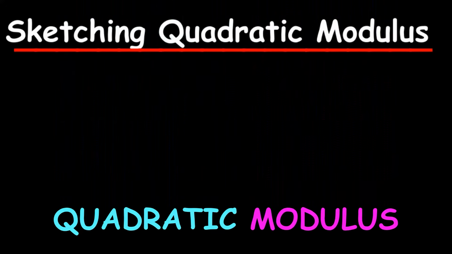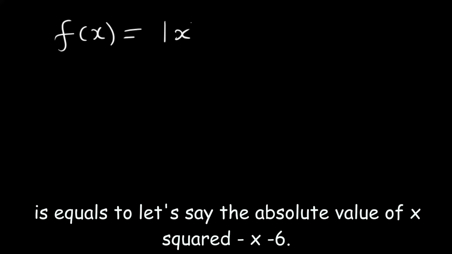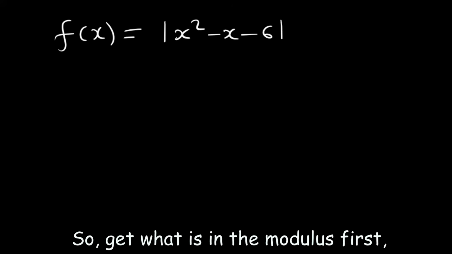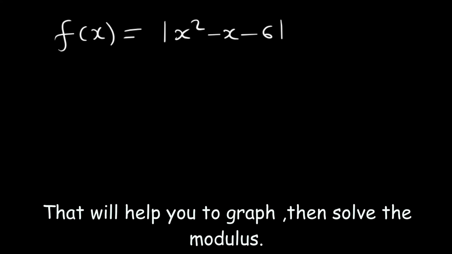Then sometimes you can also be told to sketch a quadratic modulus. We've talked about how you find quadratic functions. That is no brainer. But now, how do we solve a quadratic modulus? An example of a quadratic modulus is, let's say we have f of x is equal to the absolute value of x squared minus x minus 6. So how do you solve such a one? Get what is in the modulus first, solve it using completing the square. That will help you to graph, then solve the modulus.